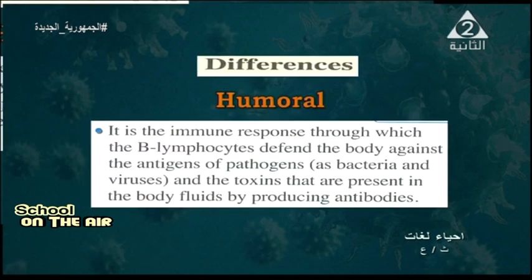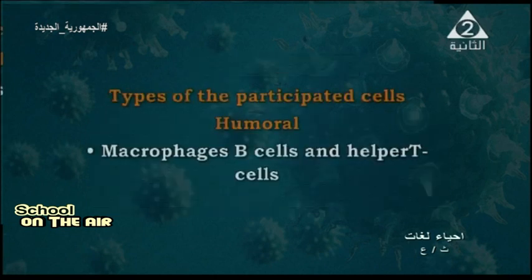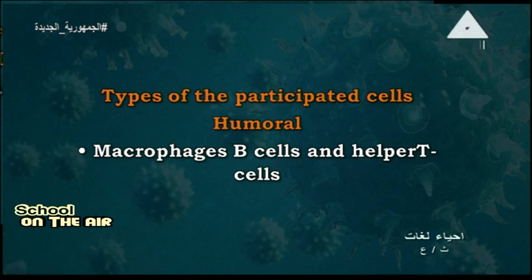What is the difference between humoral immunity and cellular immunity? Humoral immunity is the immune response through which B lymphocytes defend the body against the antigens of pathogens such as bacteria and viruses and the toxins present in the body fluid by producing antibodies. Types of participating cells in humoral: macrophage, B cells and helper T cells.